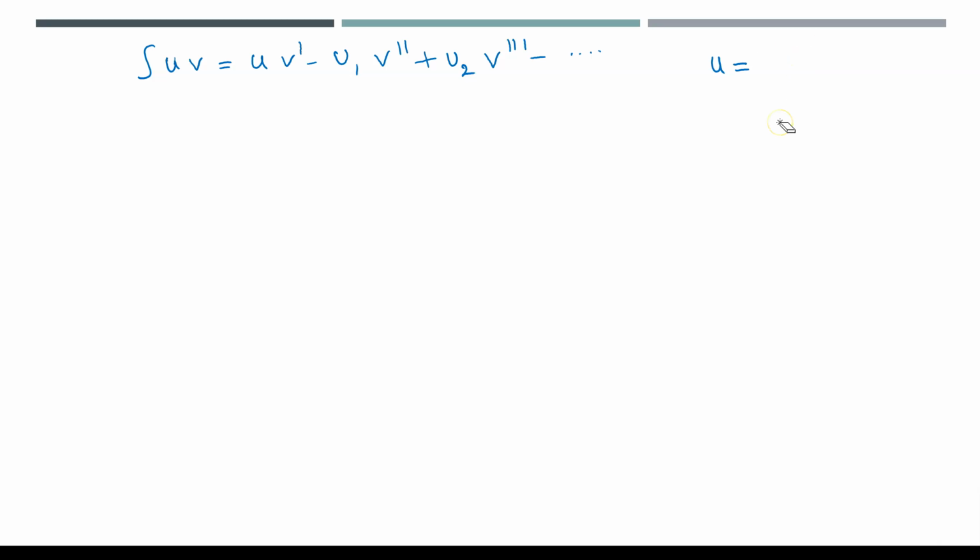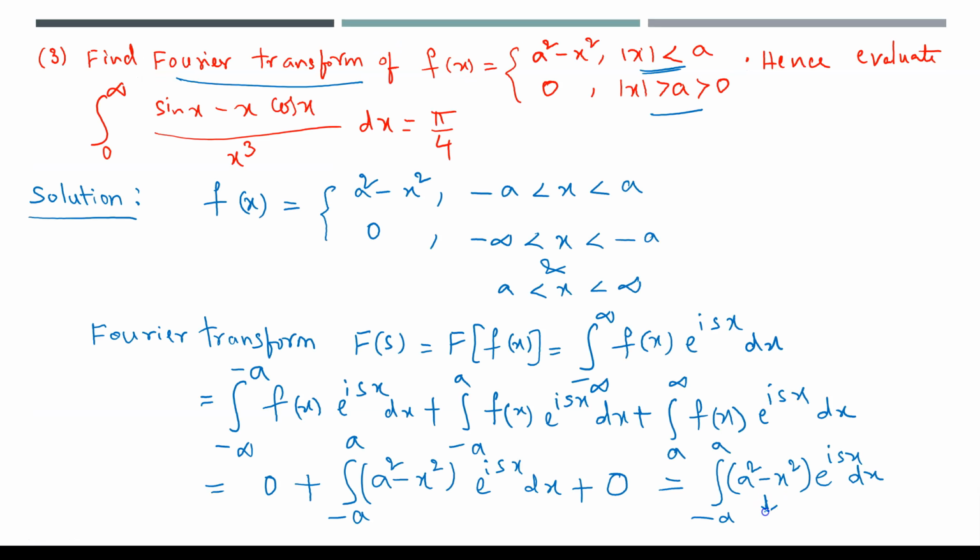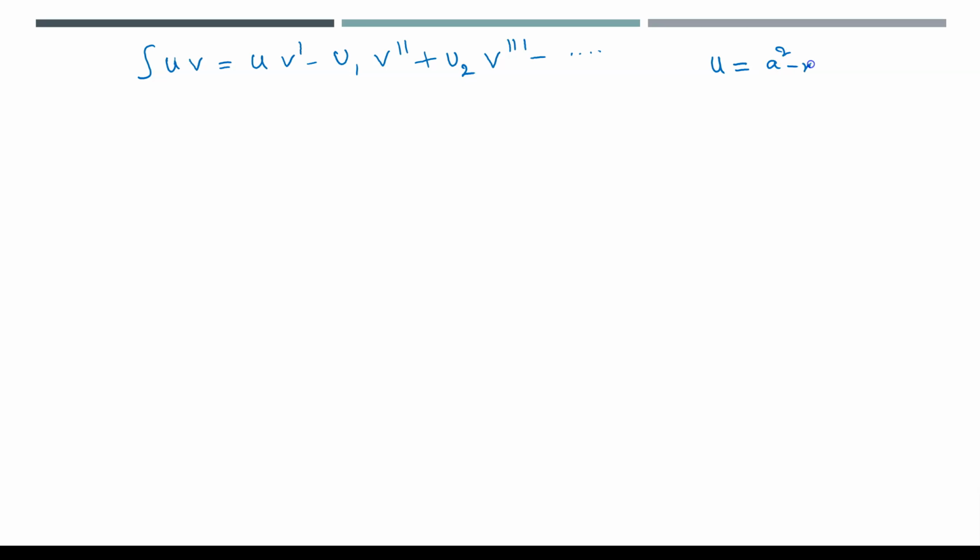And the other term must have continuous derivatives, meaning if you differentiate it infinite times or n times, you will get derivatives. Such functions we consider as v. Among these, this is a finite term, which means you get only two or three derivatives. This is an exponential term, so we get derivatives as long as we continue the process. If you go on differentiating e power i s x, you will always get a derivative. So we consider this term as v and this term as u. Here u equals a square minus x square and v equals e power i s x.